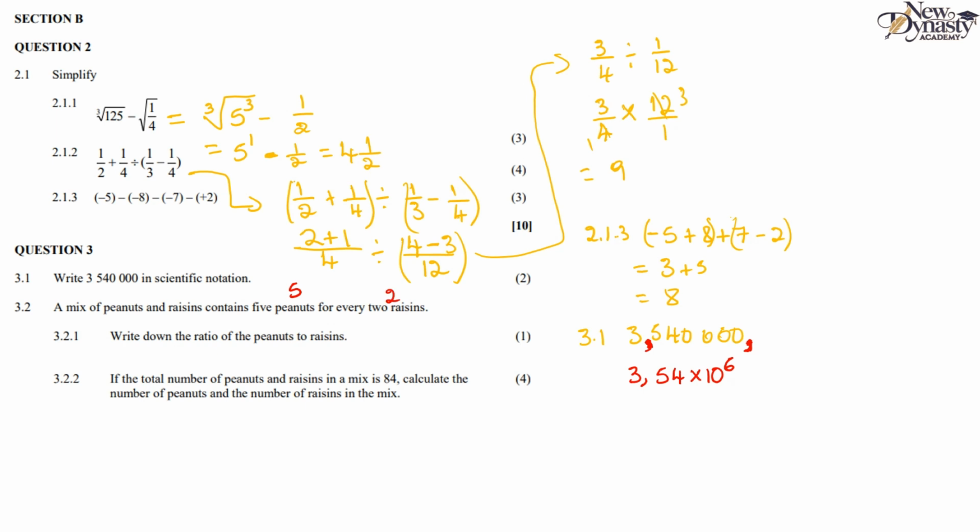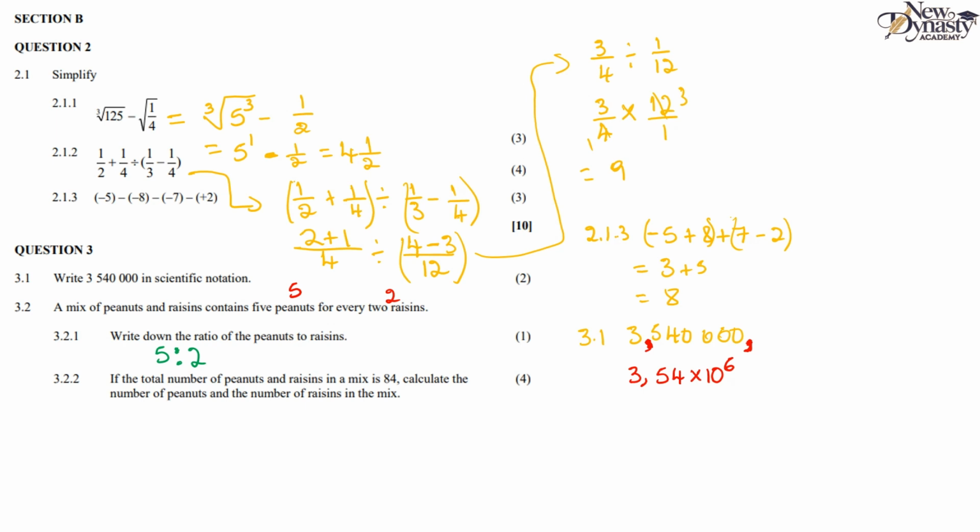The first question says, write down the ratio of peanuts to raisins. As you can see, I've written 5 on top of peanuts and 2 on top of raisins. So the ratio, remember, how do we write the ratio? We're going to write our ratio as the first number here, then you put a colon, then you put your second number. That's how you write the ratio, because here we've got only 2 objects, peanuts and raisins. So that is 5 is to 2. Simple as that.